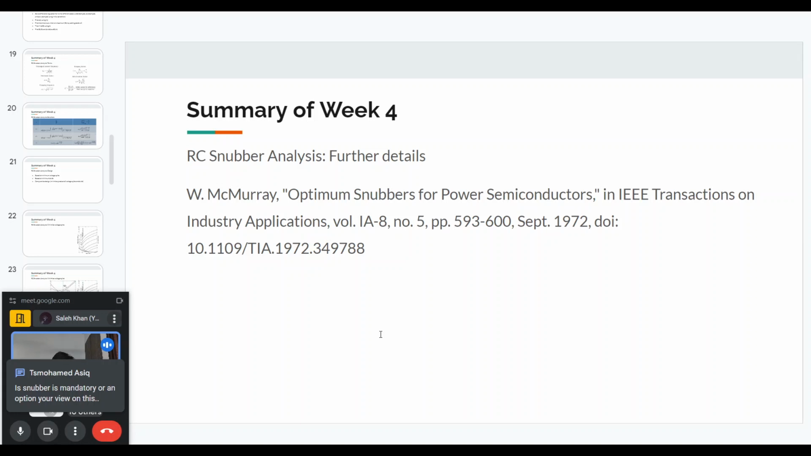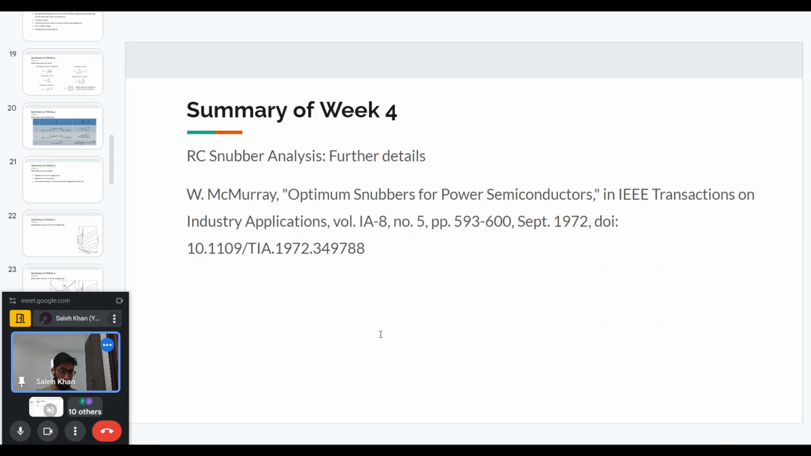So there's a question: is a snubber mandatory or optional? No, it is not mandatory. It depends on whether the parasitics are affecting your converter so that the spike is too much. In that case, if you want to limit the spike, then you can use the snubber. The other option is to increase the gate resistance, but that will create more switching loss. So it depends on your requirement.